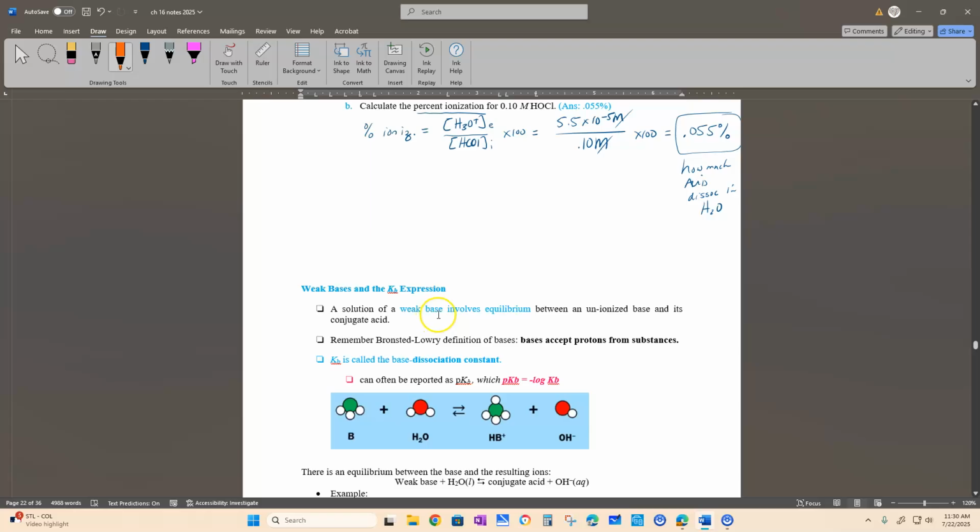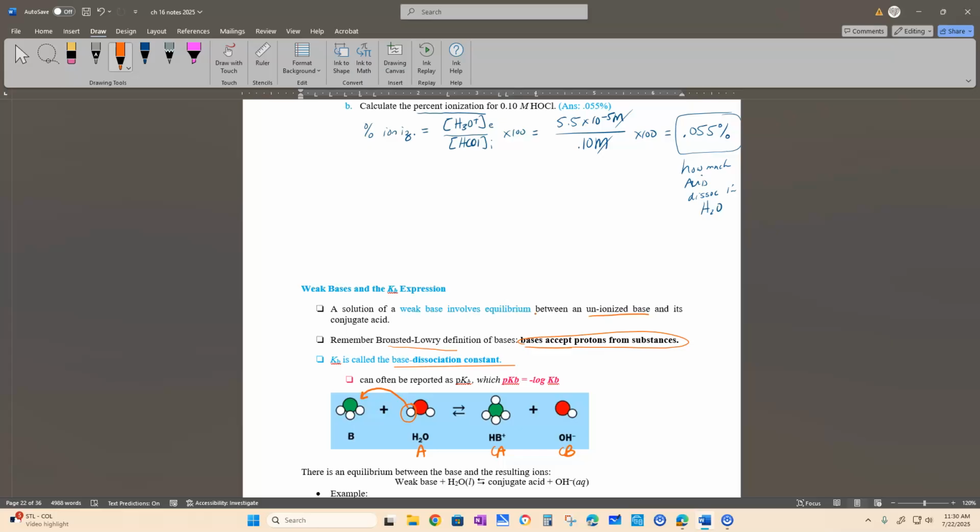A solution of a weak base at equilibrium just means that this base doesn't completely dissociate in water. Remember Bronsted-Lowry, the base always accepts the protons from the substance. So we have what's called a Kb, the base dissociation constant. If I have this base, the water must be the acid, so one of these protons is coming over, and I'm going to get my base with now a positive charge because of that hydrogen, and then I'll get my OH. So my base turns into my conjugate acid, and my water turns into the conjugate base.